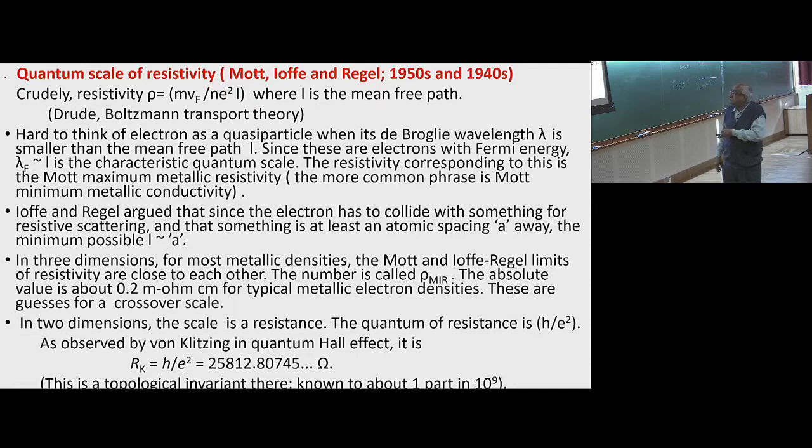It turns out that if you use this, then for most metallic densities, both these criteria give you somewhat similar numerical values. And this numerical value is of the order of 0.2 milliohm centimeters for typical metallic densities. In two dimensions, the same number is a resistance. And this number is h by e squared. It is called the von Klitzing constant. It is known to one part in a billion. It is about 26,000 ohms.